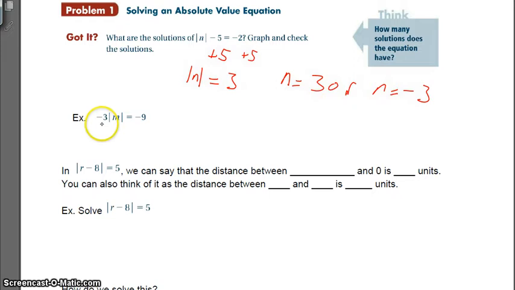We can do the same thing right here. We have negative 3 times the absolute value of m. So we could divide by the negative 3 on both sides. And we get that the absolute value of m, well, negative 9 divided by negative 3 is 3. So that means that m could be 3 or negative 3.